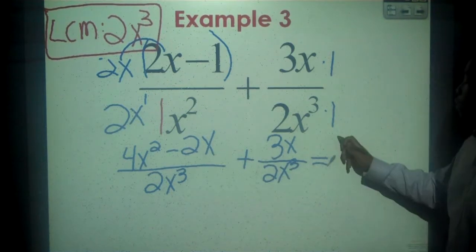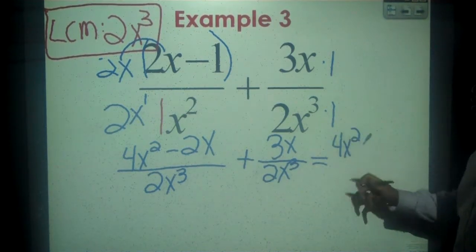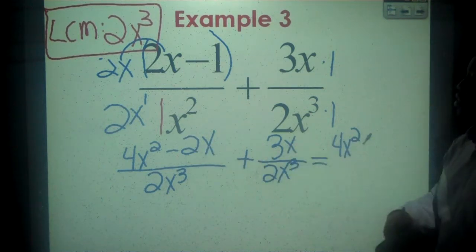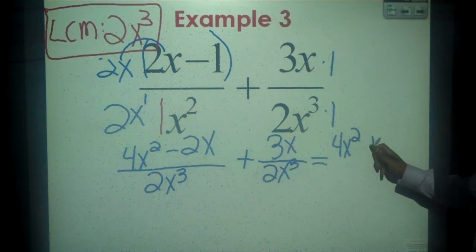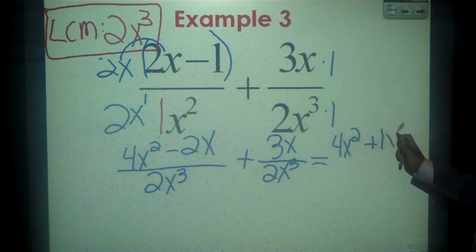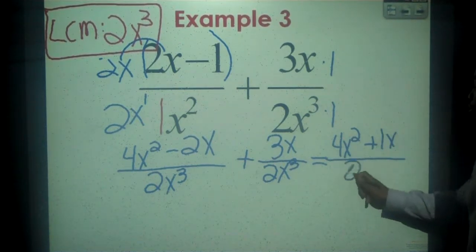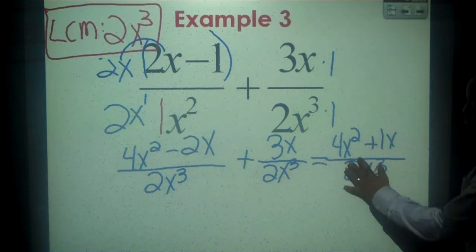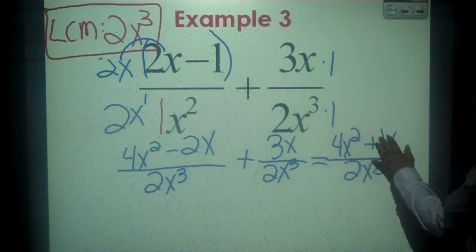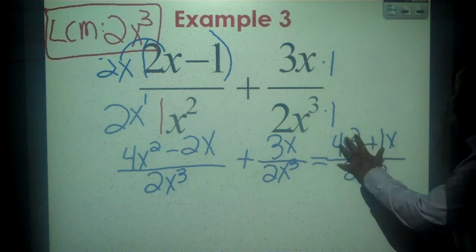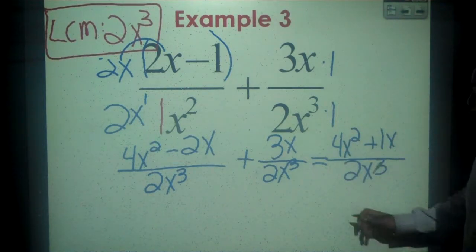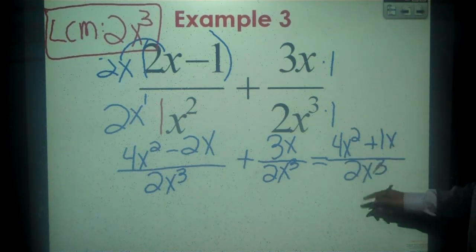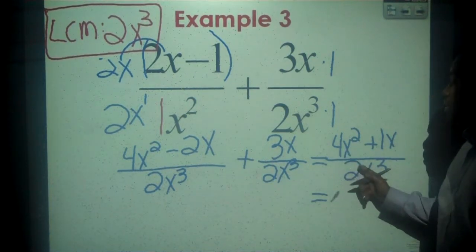Now when I add the tops together, what do I get? 4x squared. Now, minus 2x plus 3x is going to give me a positive 1x over 2x to the third. Now, if you see here, is there anything that we can pull out of any of these terms? Is there a GCF that we can pull out of here? Yes, there is. We can pull an x out. As you see, there's an x here, an x here, and an x here. So in this situation, I can actually simplify.